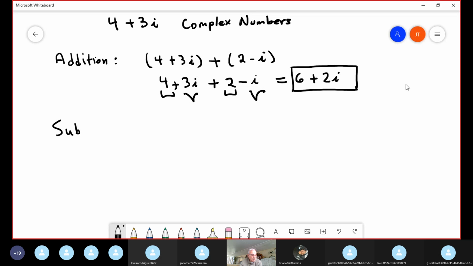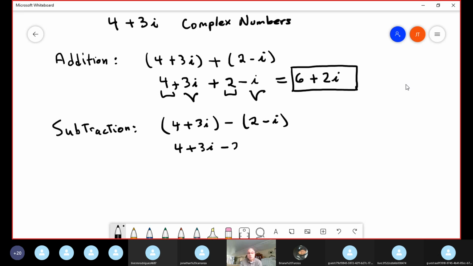Okay, now subtraction. Subtraction is very, very similar, because the only thing you should do is suppose it's the same number. And subtracting, when you remove the parenthesis, the minus m stays the same, but the subtracted number changes the sign. Minus 2 plus i.